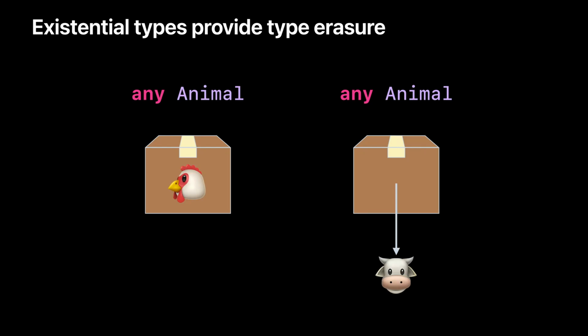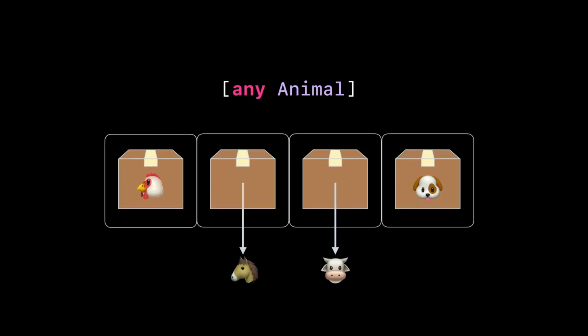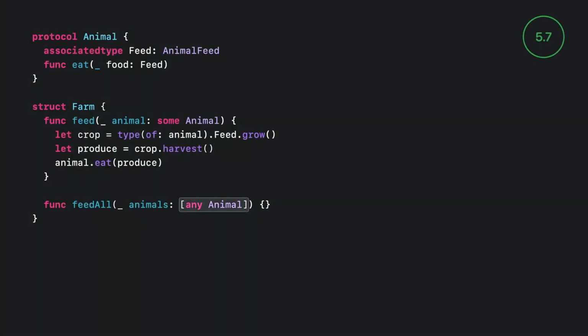These two instances of the existential type "any Animal" have the same static type, but different dynamic types. Type erasure eliminates the type-level distinction between different animal values, which allows us to use values with different dynamic types interchangeably as the same static type. We can use type erasure to write a heterogeneous array of value types, which is exactly what we want for the feedAll method. So we'll use an array of "any Animal" as the parameter type. Using the any keyword for protocols with associated types is new in Swift 5.7.